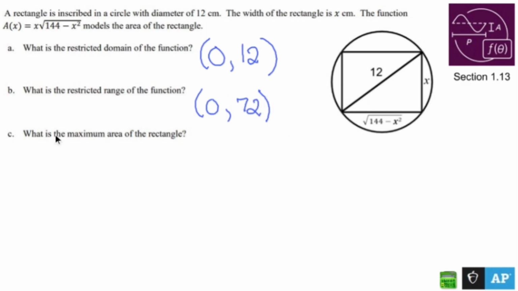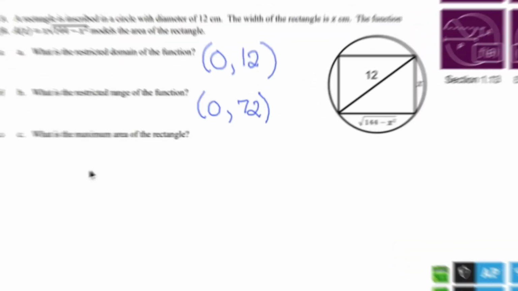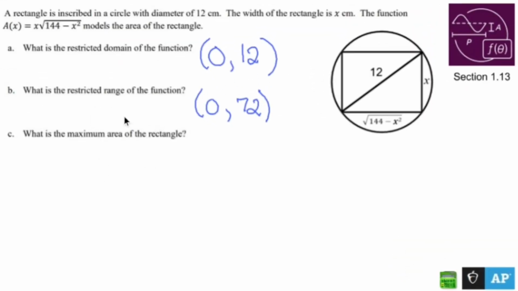71.9999999. What is the maximum area of the rectangle? Well, let's go back to our calculator, type that in, and see what the maximum area is. Hey, what's the maximum value? 72, stupid. Go back. Well, I didn't really need to do that because I did that in part B. So 72. I don't know why I did that.